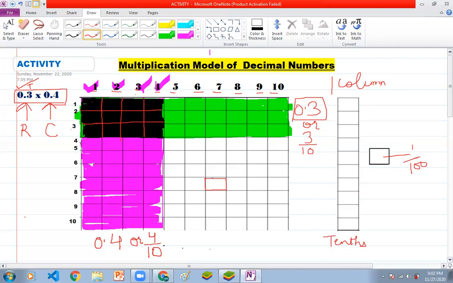So you can count the blocks which are overlapped with the green and the pink color and giving you the texture of black color. And you need to count the blocks: 1, 2, 3, 4, 5, 6, 7, 8, 9, 10, 11, 12. Or you can count it like this: 3 rows and the 4 columns. 3 multiplied by 4 is 12. 3 fours are 12.